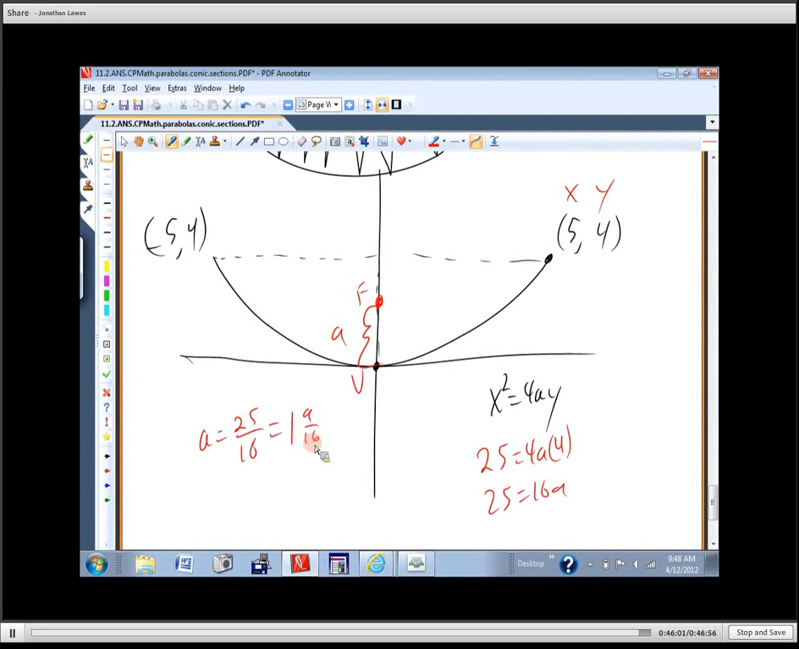The question said, if the dish is 10 feet across at its opening and 4 feet deep at its center, at what position should the receiver be placed? So if they want to put it at the focus, how far above the bottom of the parabola should they put the receiver? 1 9/16 of a foot. Okay? All right.